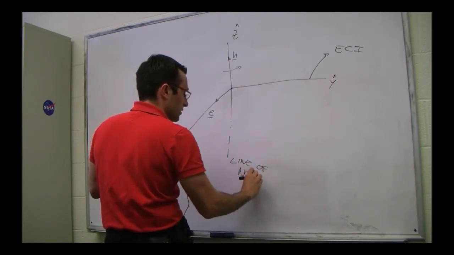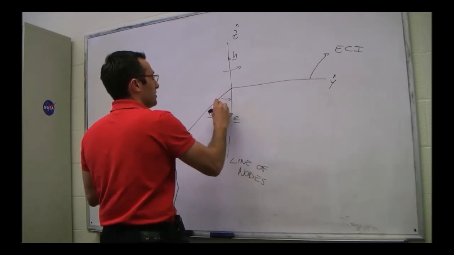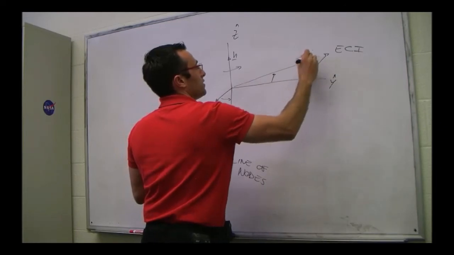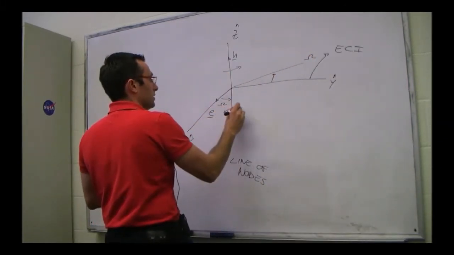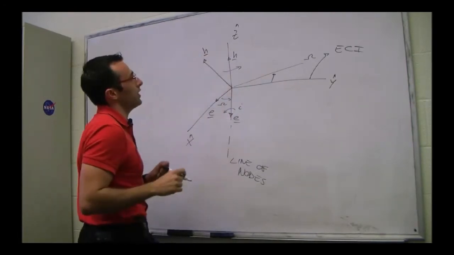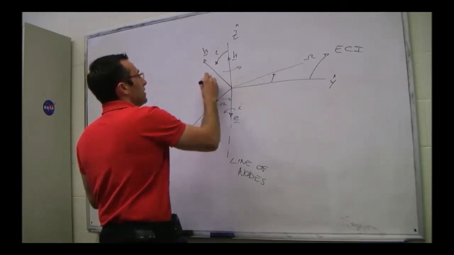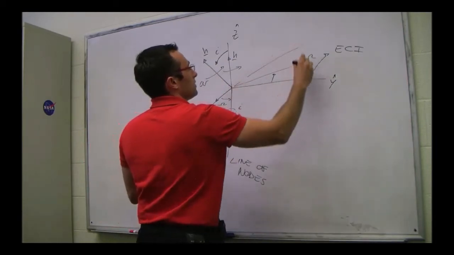Going from E, it's like saying that you're moving E here, but it's not going to stay there. So this is the big omega, and the big omega here gives you the line of nodes. Then the second rotation, I, is going to give you the actual location of H in space, and it's not going to change.